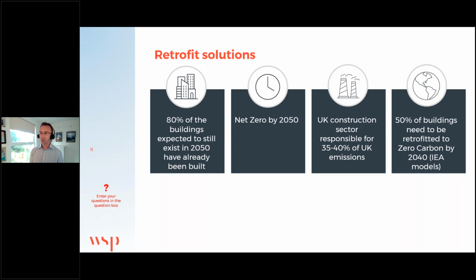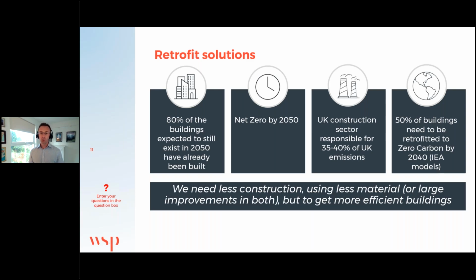And finally, 50% of the buildings that exist in the world in 2040 need to be retrofitted to zero carbon standards. That's not very far away, and that's a lot of buildings, of course. So putting all that together, what we know is we need less construction, we need to use less material, or we need large improvements in both. But in amongst all that, we've got to get much more efficient buildings. So how do we do that?